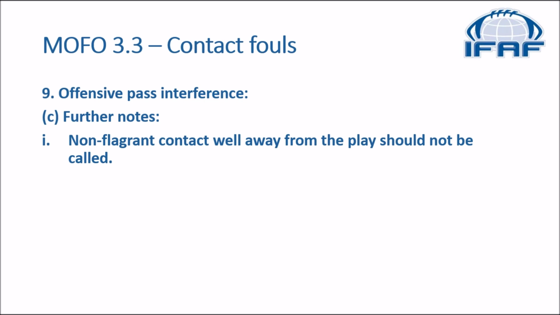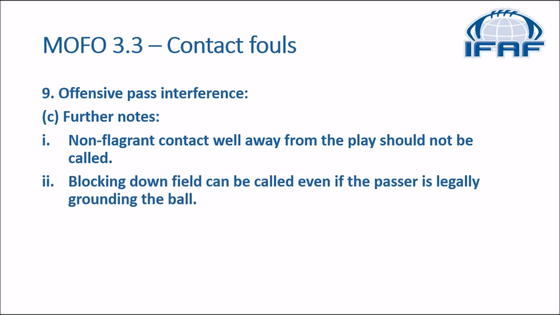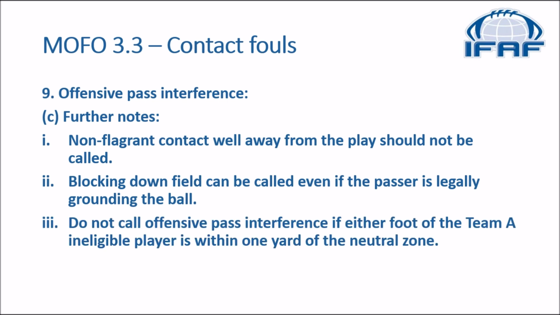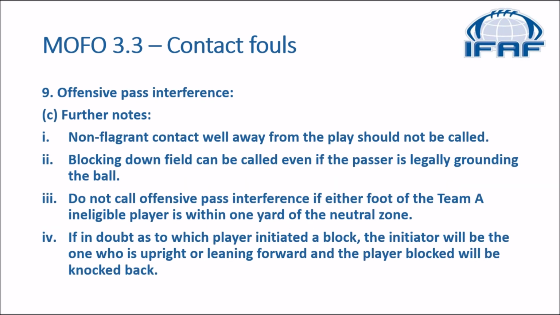C. Further notes. 1. Non-flagrant contact well away from the play should not be called. 2. Blocking downfield can be called even if the passer is legally grounding the ball. 3. Do not call pass interference if either foot of the Team A ineligible player is within 1 yard of the neutral zone. And finally, 4. If in doubt as to which player initiated a block, the initiator will be the one who is upright or leaning forward, and the player blocked will be knocked back. And that was the book. Now let's have a look at some game film.